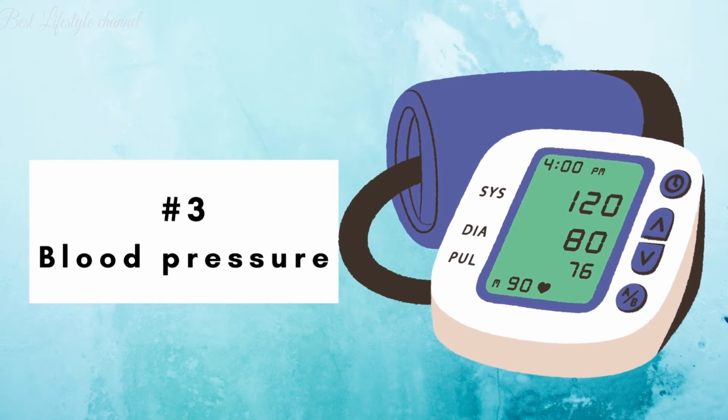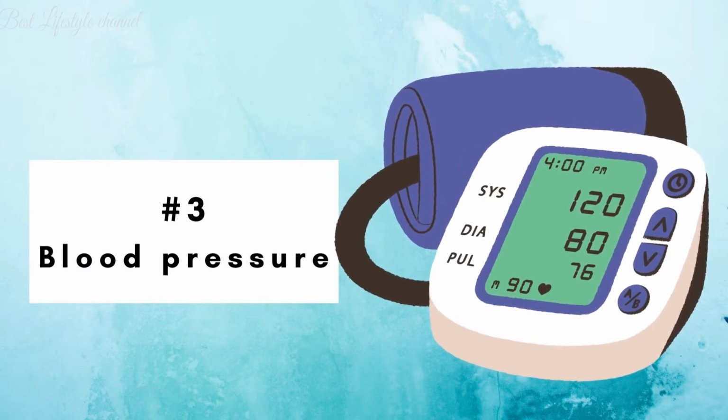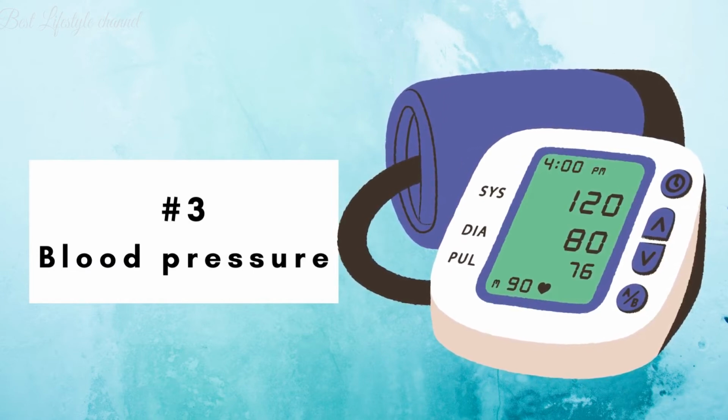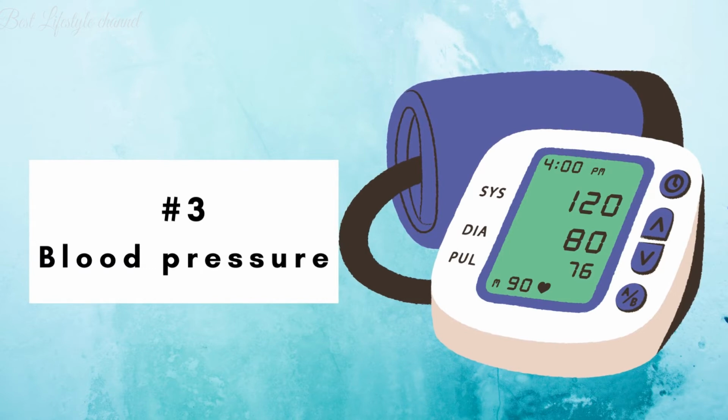Number 3, blood pressure. You are well aware that weight gain means fat tissue increase. Like other body tissues, these tissues need oxygen and nutrients to survive. This increase in oxygen and nutrients causes an increase in blood volume and pressure on the walls of the arteries, which results in high blood pressure, which can lead to strokes in the heart and brain.